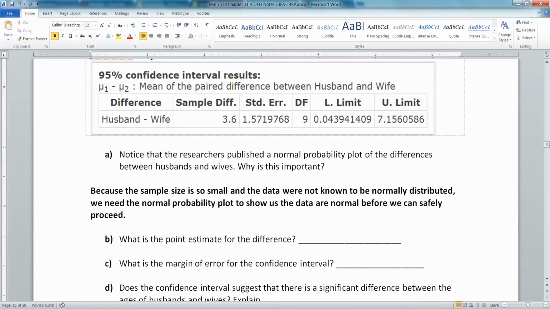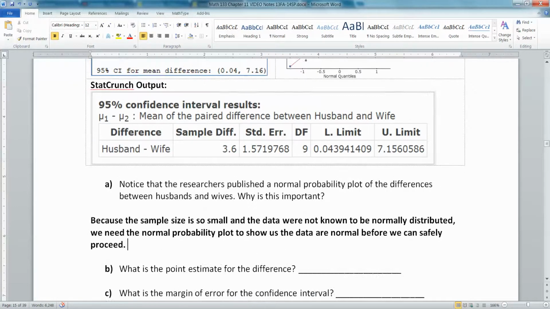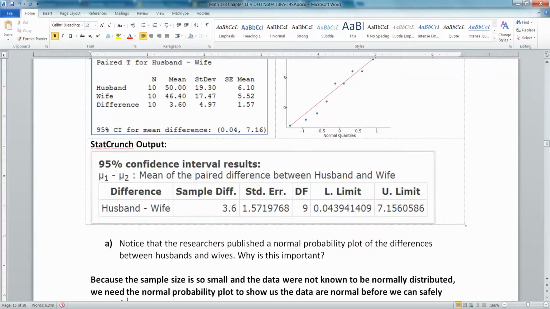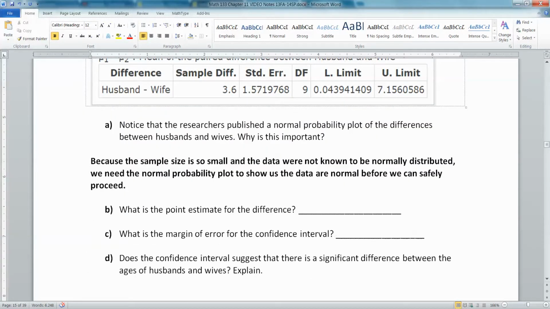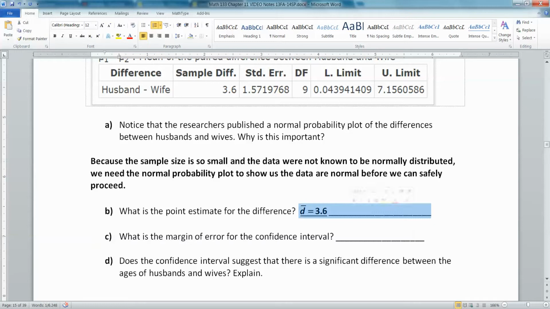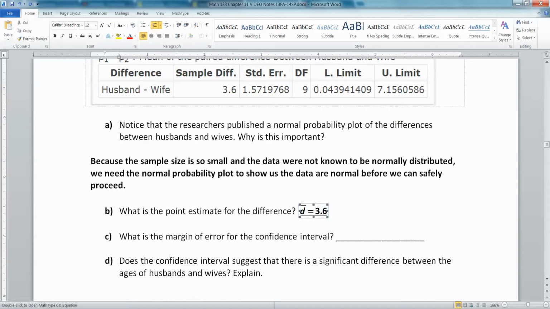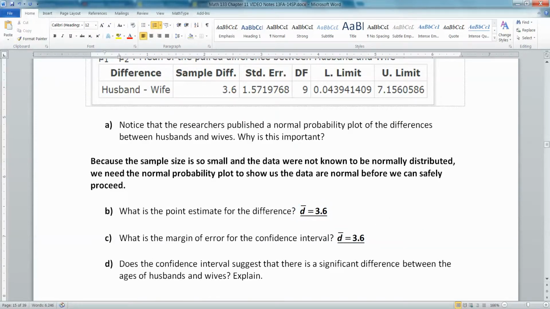There we go. All right, what was the point estimate for the difference between men and women? That would be right there, 3.6. That's your D bar. So D bar is 3.6. That's your sample difference. The margin of error is the difference between the edges and that center. D bar is the center of these intervals, and this is the edge over here. So you can find that by taking 1/2 the difference of these two, like we did on that other one.